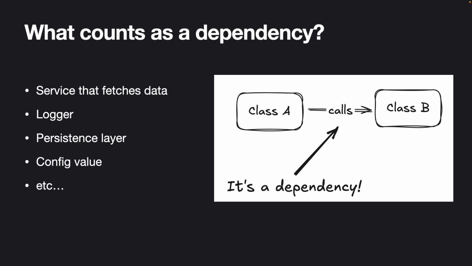Dependency injection makes your code more flexible and testable. You can swap implementations without touching the class itself. It also reduces coupling, so each component stays focused on a single responsibility.